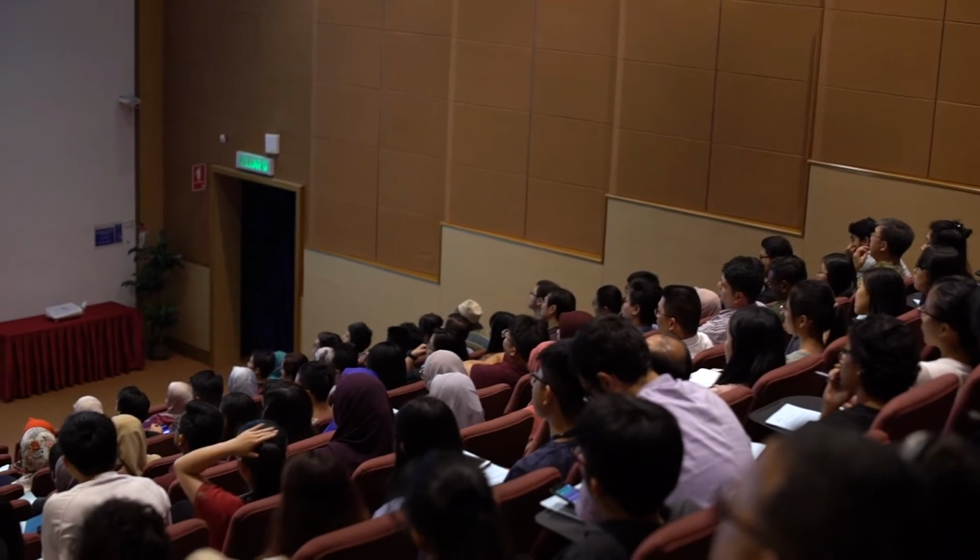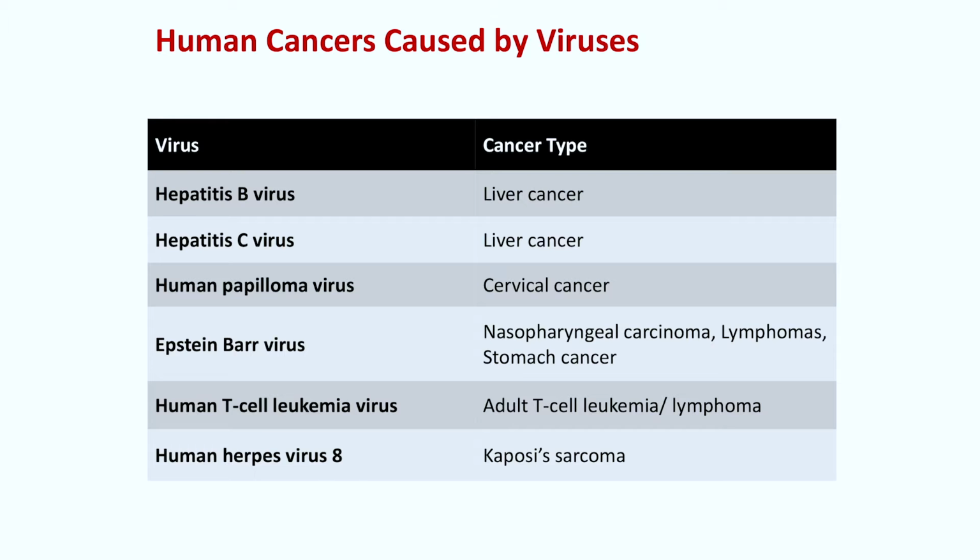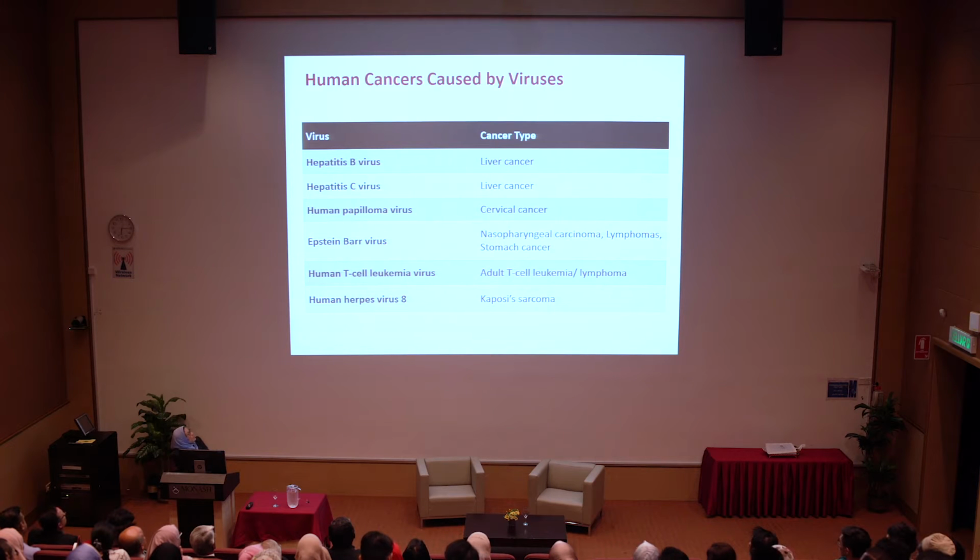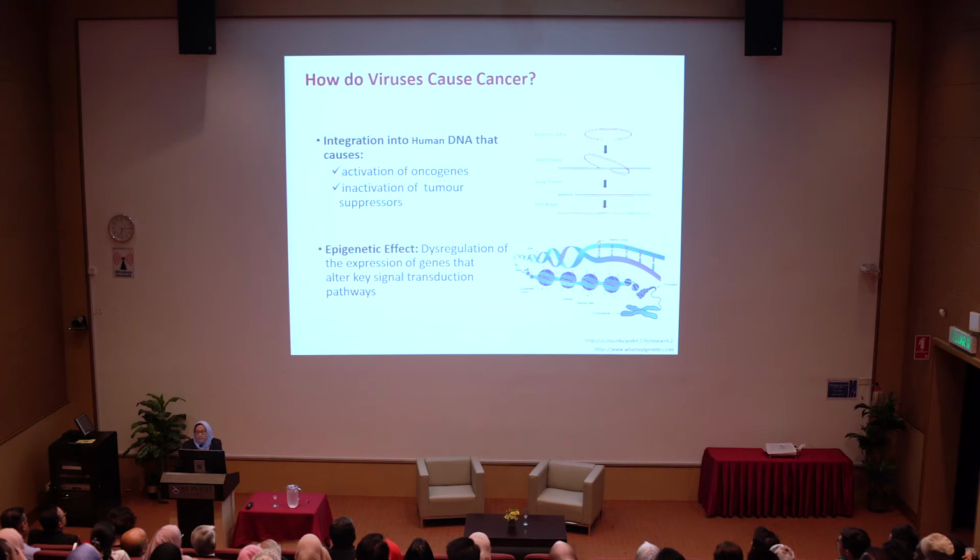I'm sure that you are all well aware that some viruses can cause certain types of cancers. For example, the hepatitis virus causes liver cancer. These two are different viruses. The human papilloma virus causes cervical cancer, and the Epstein-Barr virus causes nasopharyngeal carcinoma. There are other viruses. The mechanisms by which these viruses cause cancer are either by integrating into the human DNA, thus causing mutations that result in the activation of oncogenes and inactivation of tumor suppressors that would otherwise protect the integrity of the DNA.